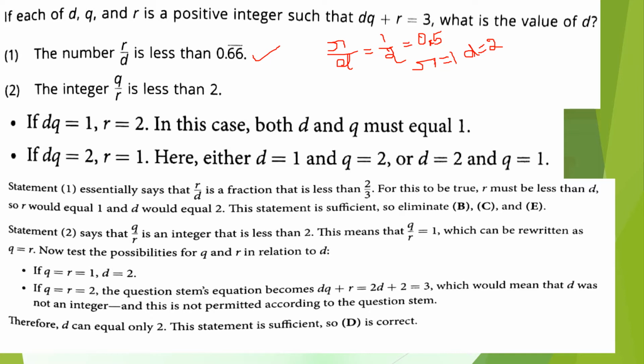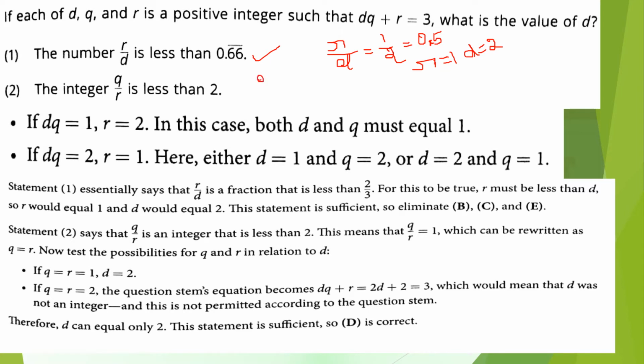Okay, so the first statement alone is sufficient to answer the question. Next, let's look at the second statement. The second statement tells us Q by R is less than 2. So Q by R is not equal to 2, it is less than 2. And also D, Q, R are all positive integers.